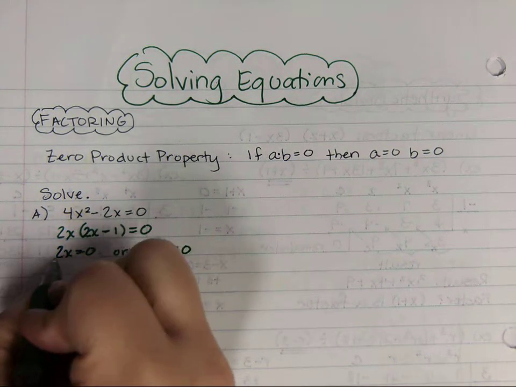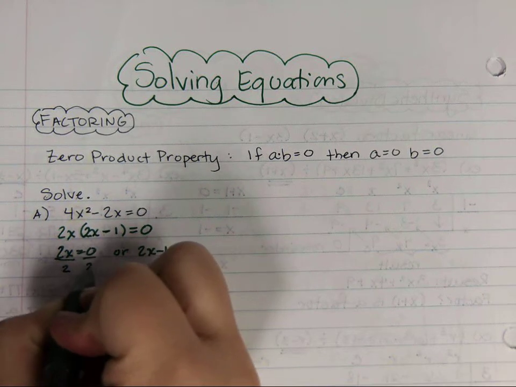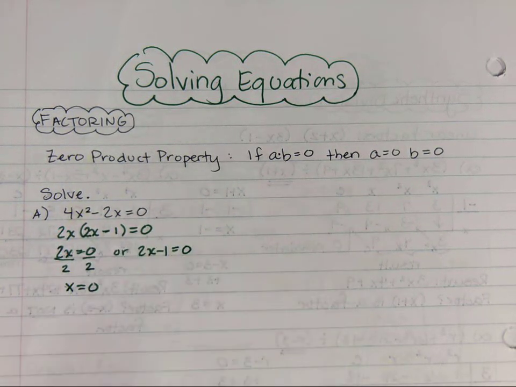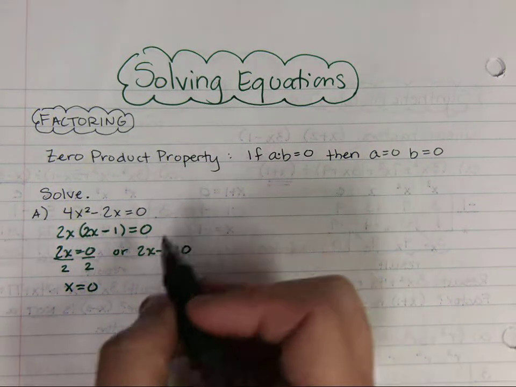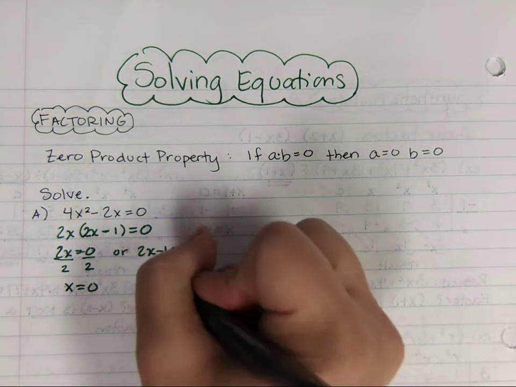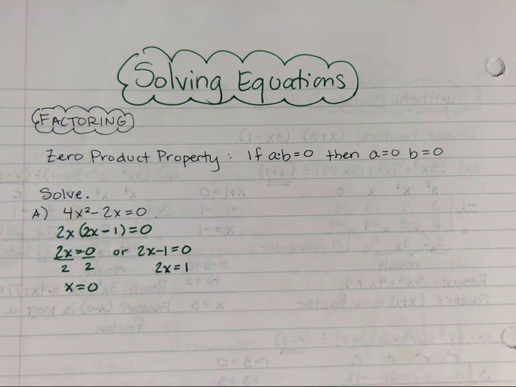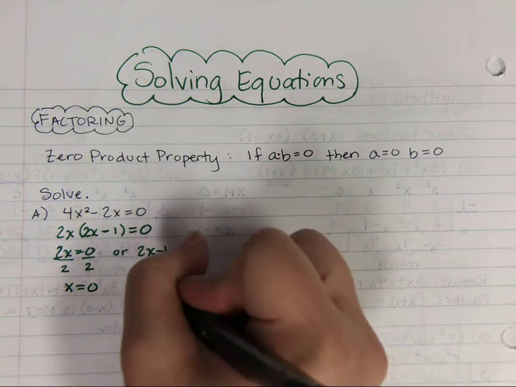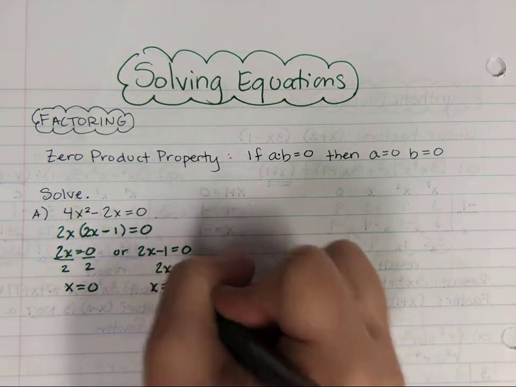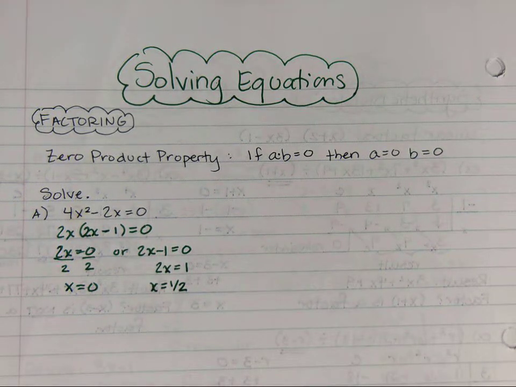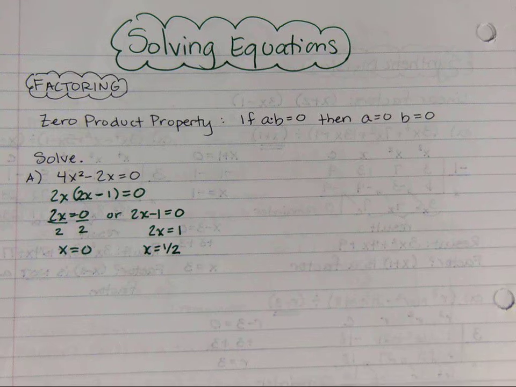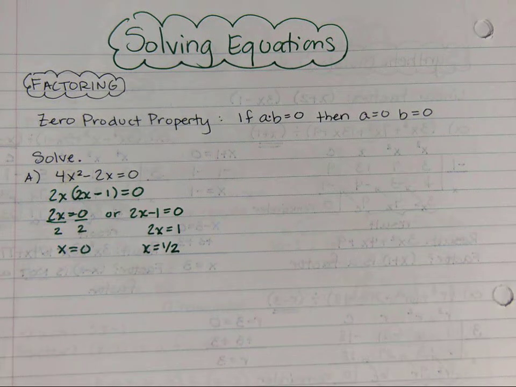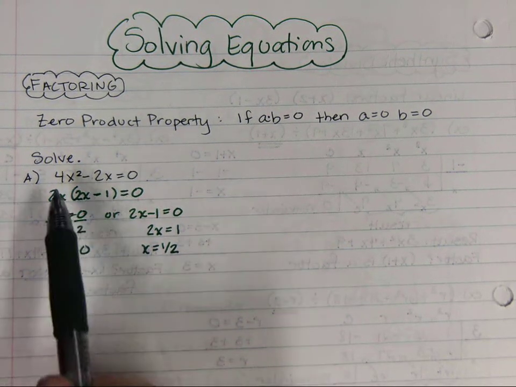If I just divide by 2, it just shows me that x equals 0 is one of the options. And then I need to solve a two-step equation over here, which we can just move the 1 over. And if you're okay with not showing the dividing by 2, you can divide by 2 mentally. And so there are two solutions to this equation. There's two values for x that will make the original true.